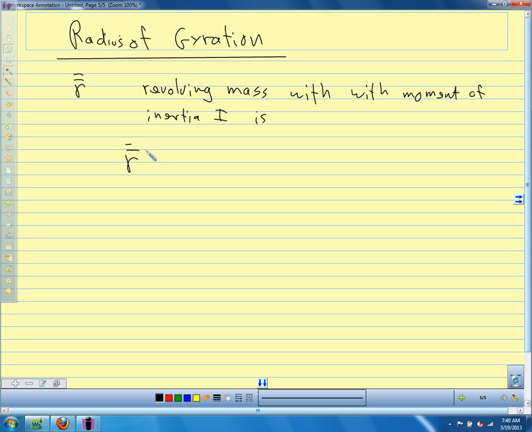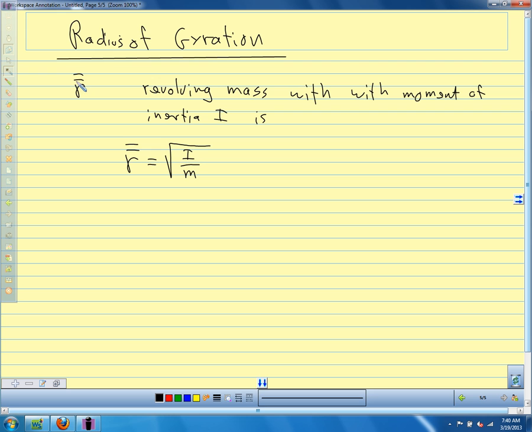And so our R double bar is the square root of I over m. What the radius of gyration tells us is that if the entire mass were concentrated at a distance, R double bar, from the axis of revolution, it would have the same moment of inertia as the entire system rotating about the same axis.